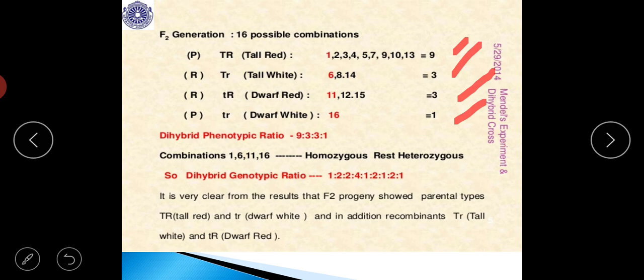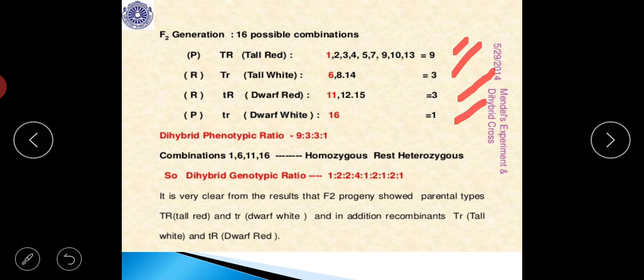The phenotypic ratio of this dihybrid cross was 9:3:3:1, and the combinations like 1, 6, 11 and 16 are homozygous and the rest are heterozygous. So the dihybrid genotypic ratio is 1:2:2:4:1:2:1:1. And it is very clear from the results that the F2 progeny showed parental types, that is, capital T, capital R, and small t, small r, that is, dwarf white.